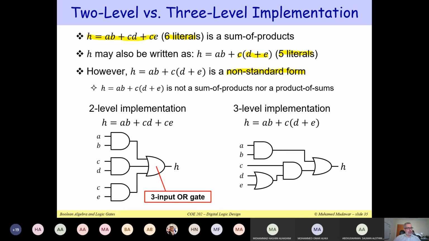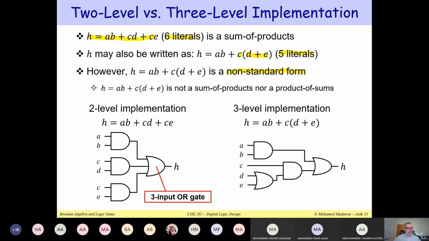Maybe it's not clear now, but I will clarify this point again. So we call this the fan-in. The fan-in is the number of inputs to a gate. If you increase the fan-in, then you are, in fact, increasing the cost of the gate. And also you are making the gate slower. So there is a difference. This is a 3-input OR gate. This is a 2-input OR gate.